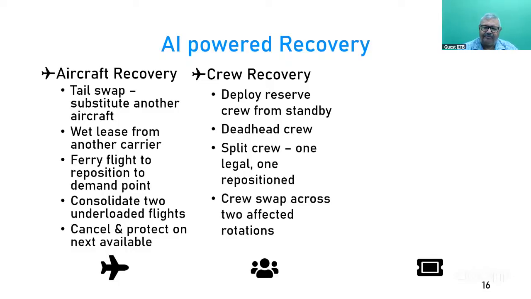You can also swap crew across two affected rotations. If the aircraft are the same, or if the crew is qualified to fly both aircraft types, you can just swap them. Okay, it's difficult. It is difficult, but it is possible.